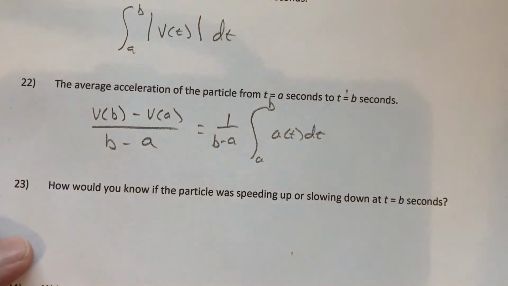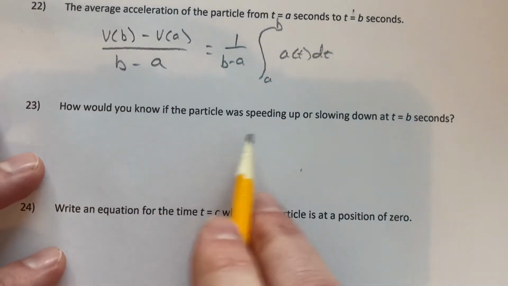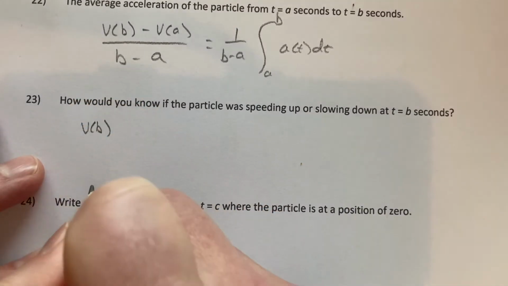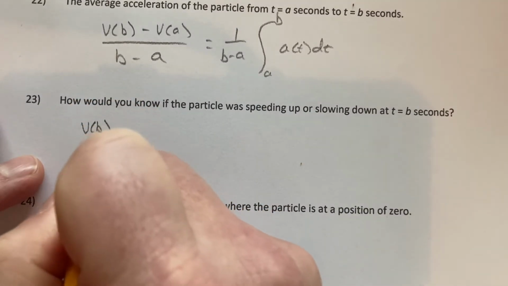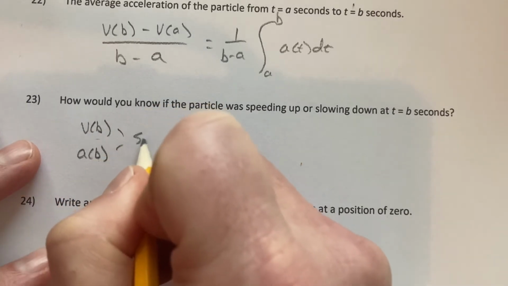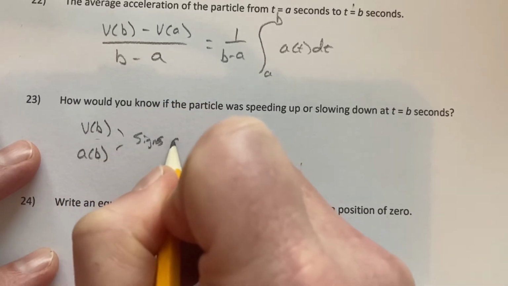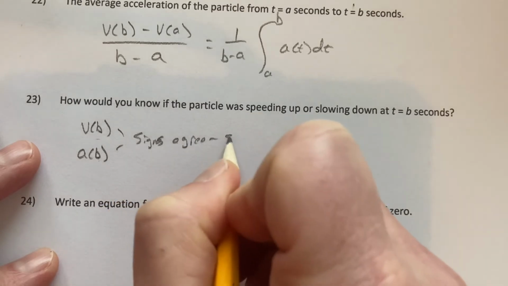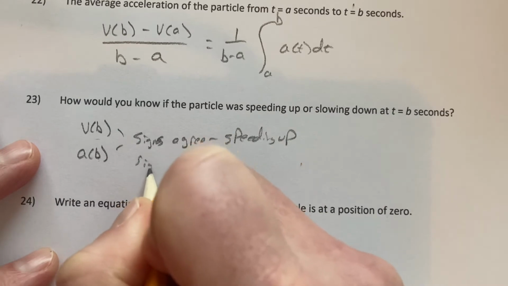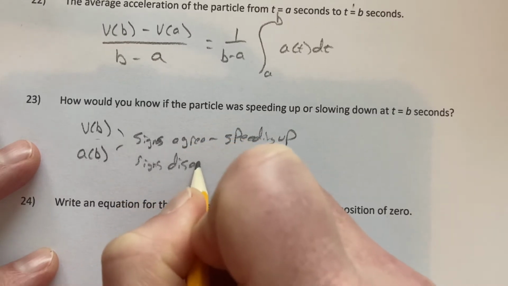That would work too. How do you know if the particle is speeding up or slowing down at time b? Well, let's take v of b, the velocity at b seconds. Let's take a of b, the acceleration. Signs agree, speeding up. Signs disagree, slowing down.